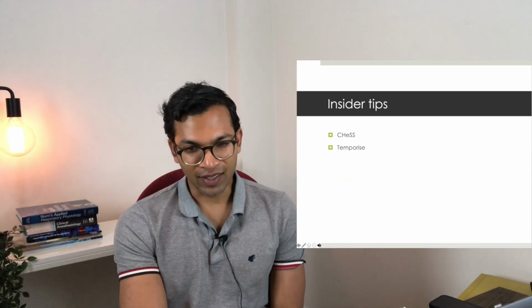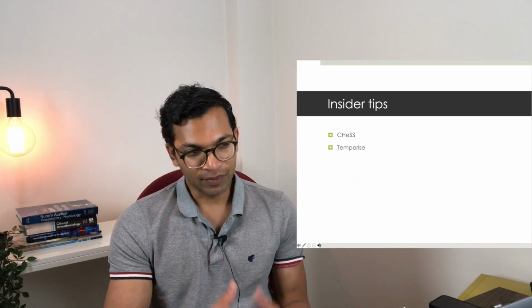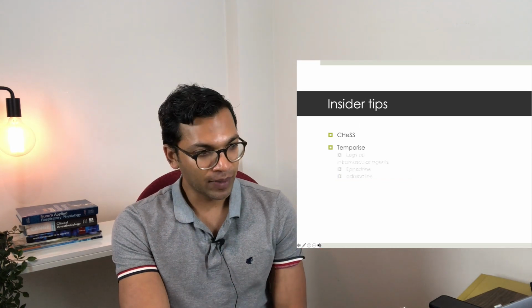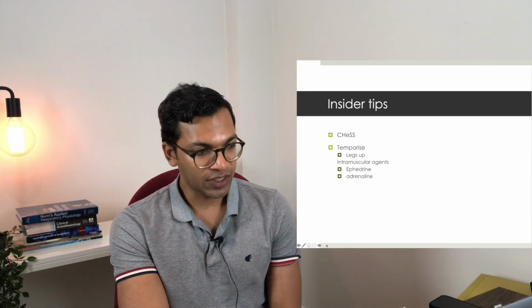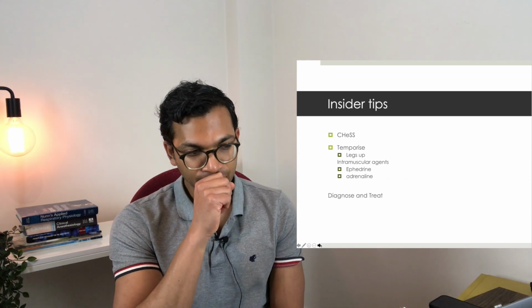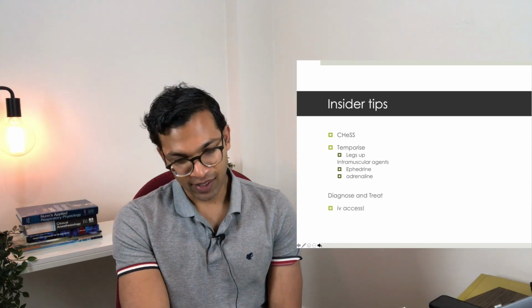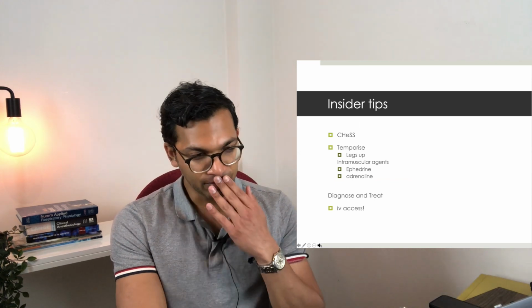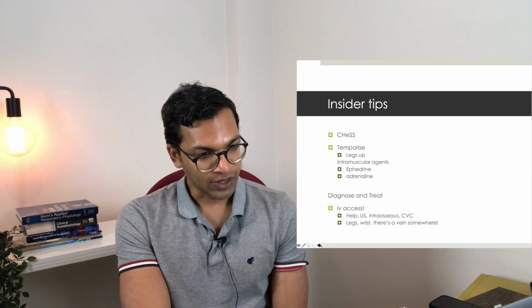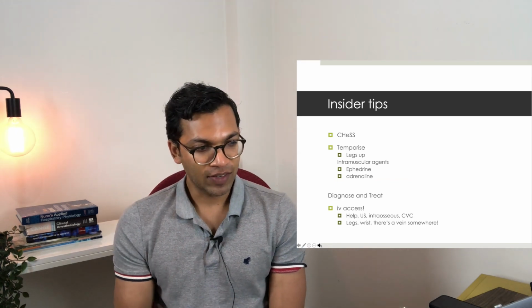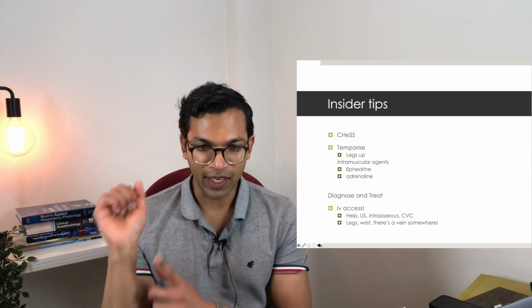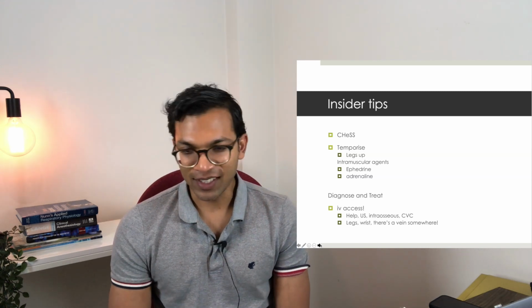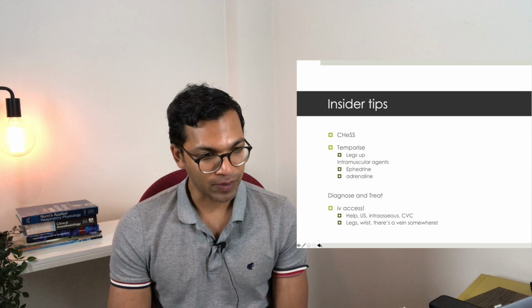So, call for help. There's not much in this about scanning, because it's just a one-dimensional problem. Temporize: legs up, intramuscular agents, which we mentioned, and the doses, then diagnose and treat. Really, your problem here is a lack of IV access with a hypotensive patient. So help, ultrasound, intraosseous, CVC, legs, wrists. There is a vein somewhere. The number of times I've gone on the back of the wrist for these IV drug use patients is all the time.